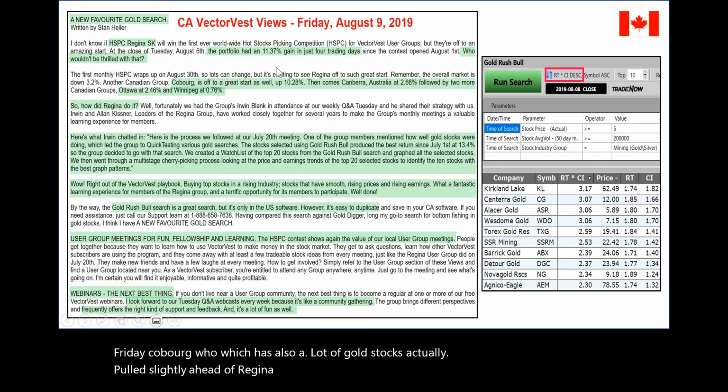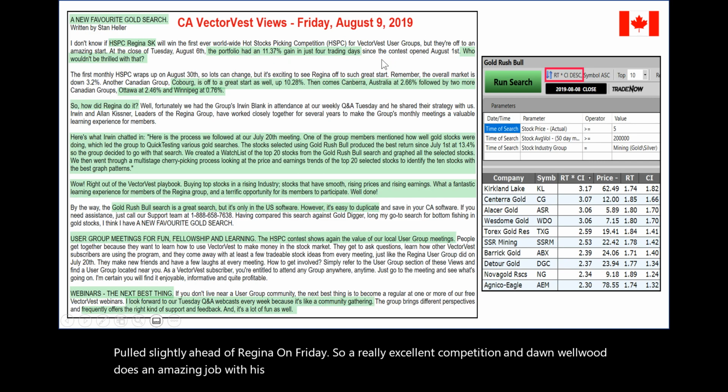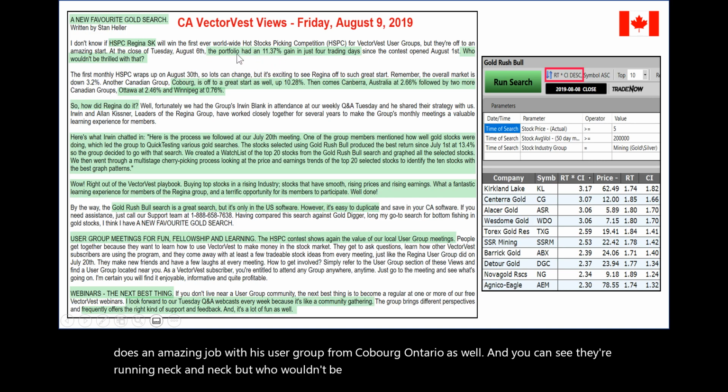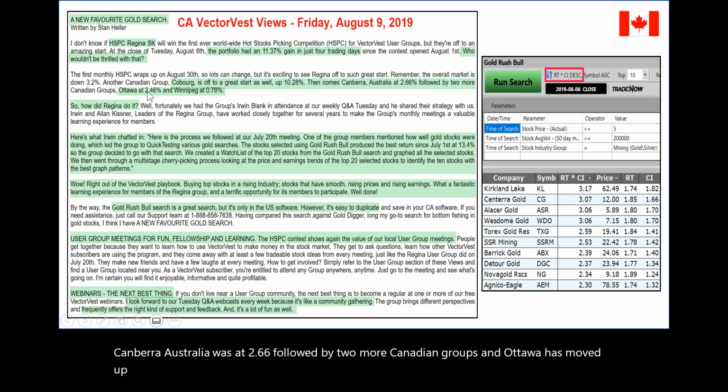So a really excellent competition, and Don Wellwood does an amazing job with his user group from Coburg, Ontario as well, and you can see they're running neck and neck. But who wouldn't be thrilled with these kinds of returns? And then we had Canberra, Australia at 2.66, followed by 2 more Canadian groups, and Ottawa has moved up into 3rd place now, but they were already up 2.46. Winnipeg was up and positive and still positive.